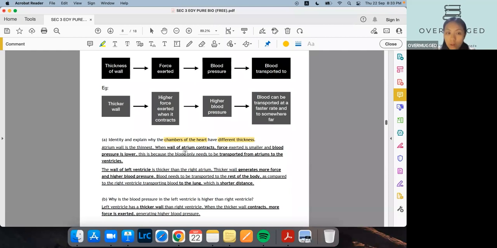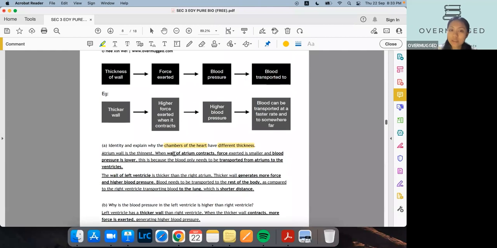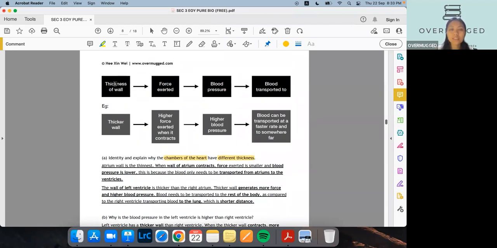So atrium walls, be it right and left, are the thinnest. Why? Because when the wall of the atrium contracts, the force exerted is smaller and the blood pressure is lower. And that is good enough, because blood only needs to be transported from the atrium to the ventricle. So this will be your cause and effect graph. Thickness of the wall will affect the force exerted, right? If it's very thick and muscular, when it contracts, there's a lot more force than a thin and not so muscular wall. And when the force exerted is high, the blood pressure is high.